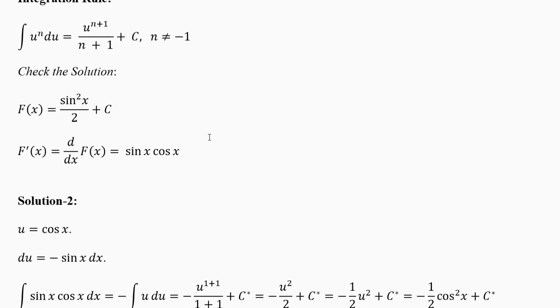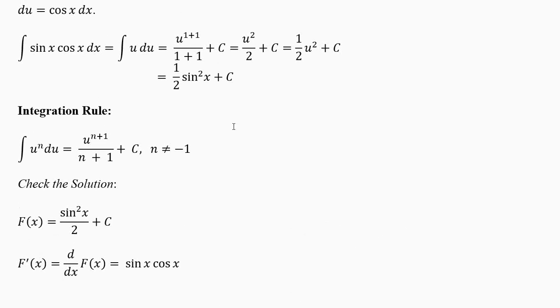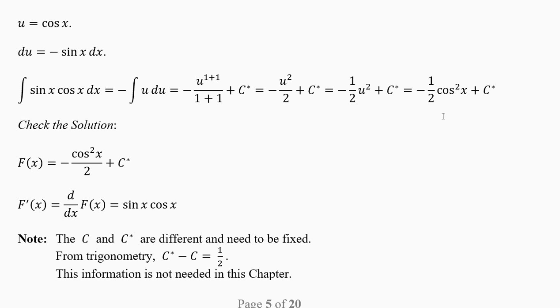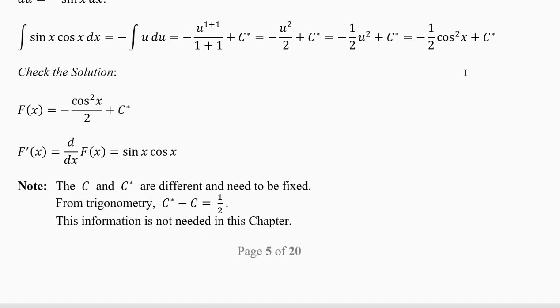In first case, the answer is half sine square x. In second case, it is minus half cosine square x plus c star, that is plus c because the two c's are different. Let us see how. Now if you differentiate in both the cases, you'll get back your integrand, which is sine x cos x. In some questions, we have to fix the value of c when additional information is given in the question. So in some chapter, we might need this value of c. In that case, we'll see that the two c's will differ.